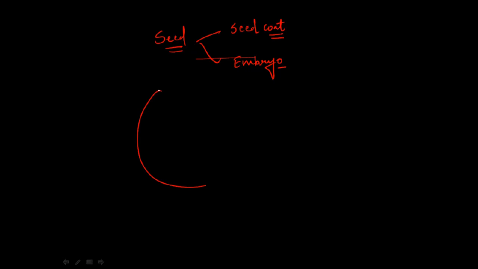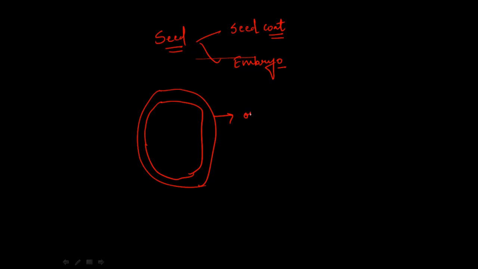If you see a seed, it basically consists of two things. First is the seed coat, and second is the embryo. Just have a look there. Let's say this is the seed coat. Now this seed coat is not a single layer. It is basically a double layer. That means a seed coat has basically two walls.